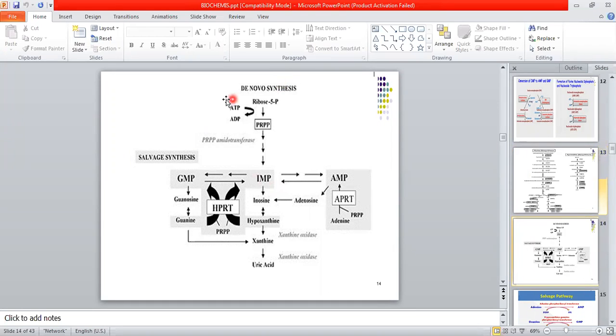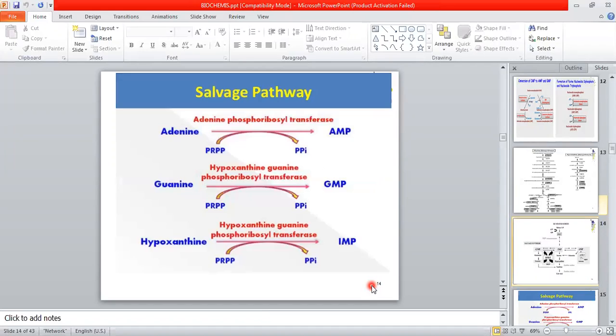Next, this is another slide where everything is simple. Here you can see the de novo synthesis is carried out from the starting material ribose 5-phosphate, then IMP, then xanthine, then after this your adenosine, guanosine, etc. And this is our salvage synthesis also. And the thing you have to focus on is that from the xanthine it will make uric acid, we will see.